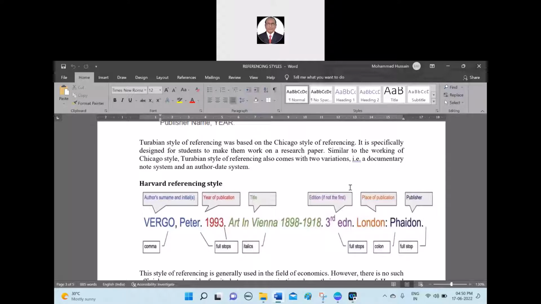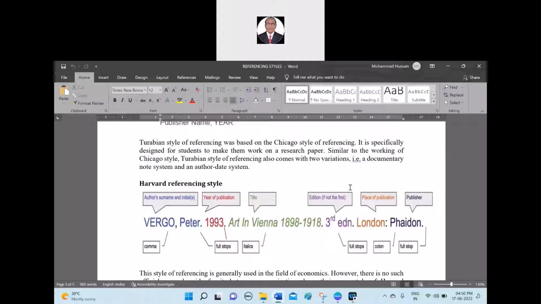Then, the title of the book. The title of the book is always in italics. And the first letter of every word should be a capital letter, except conjunctions, prepositions, and articles. We are not supposed to capitalize anything else. Then every title ends with a full stop.